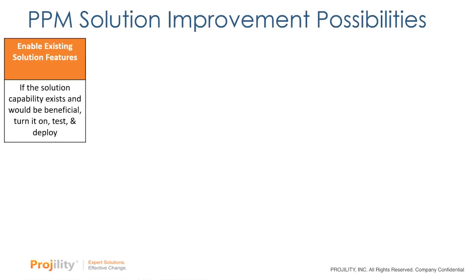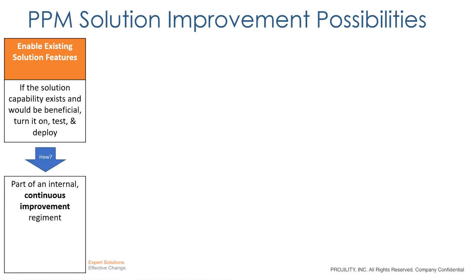All right, so one option, if you have a solution and you're looking for possibilities to extend the functionality of that solution, is you can look to enable some of the features that exist in the solution, but maybe you didn't decide to engage right out of the gate. So how would we go about doing that? Do we just simply turn them on, willy-nilly? Really, this type of improvement ought to be part of some type of continuous improvement regimen that you've initiated within your organization.